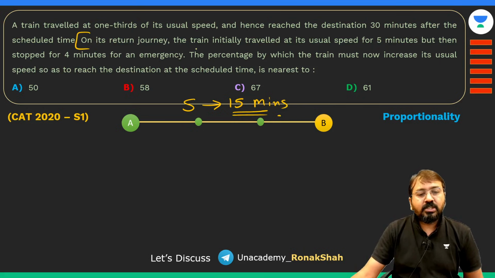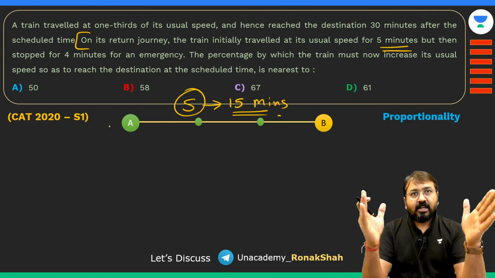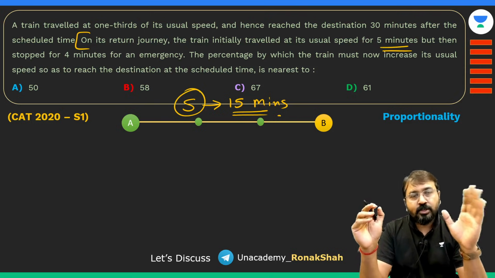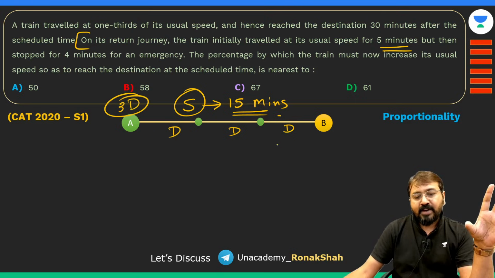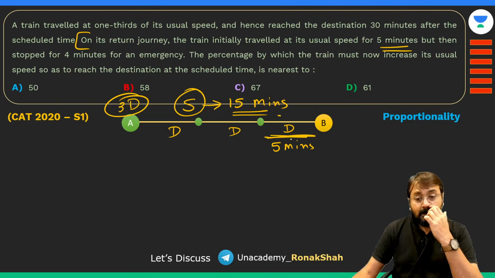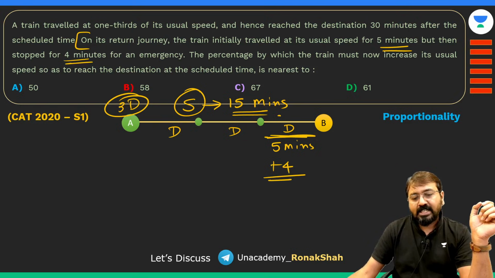On its return journey, the train initially traveled at its usual speed, that is s speed, for 5 minutes. Can I say the train travels the complete distance A to B in 15 minutes? So in 5 minutes, it will travel 1/3 of the distance. So if total distance is 3D, then in 5 minutes, the train will travel this D distance, right? Okay. And then it stops there for 4 minutes. So now the total time the train has spent is 9 minutes.